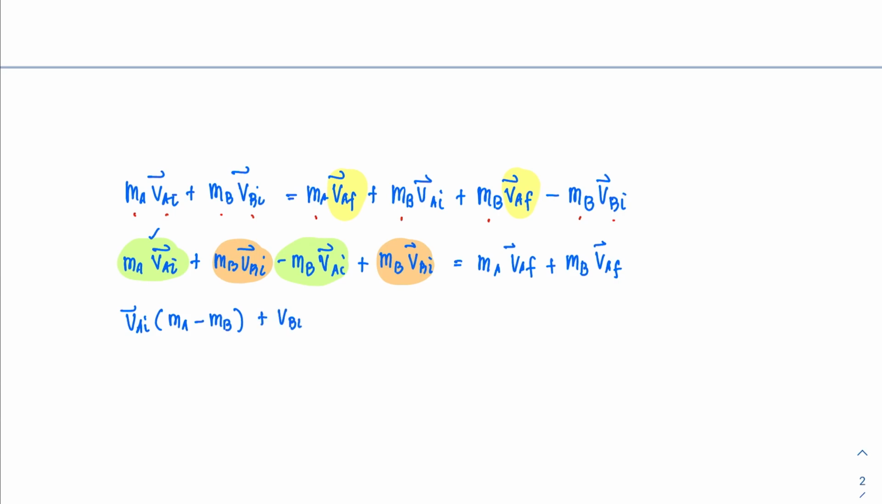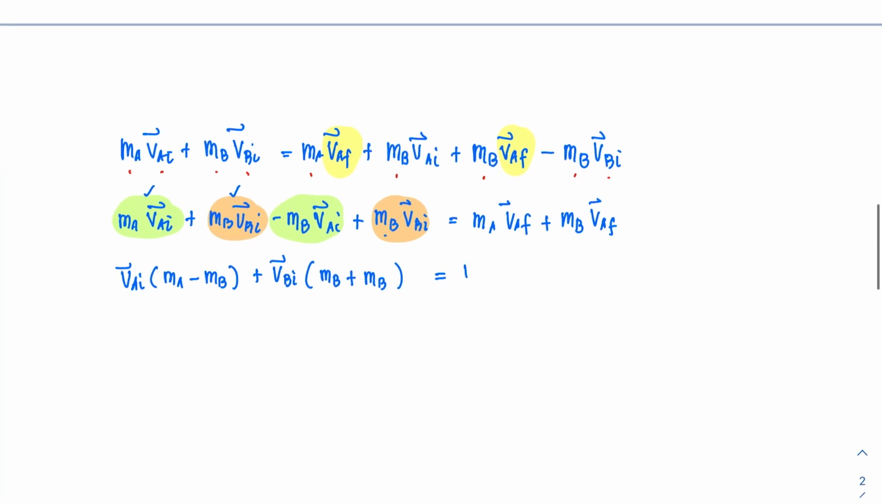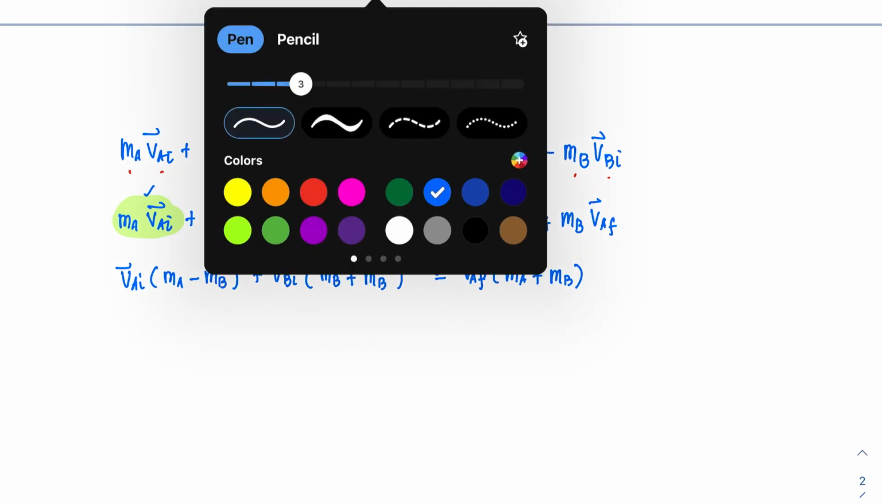For the second term, that is VB sub I. For this term, I have M sub B, and this one also here is M sub B. And on the other side, I can factor out VAF, which is an unknown. And then what is left is MA plus MB.